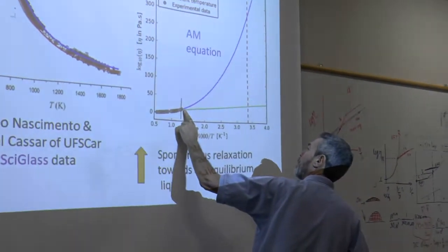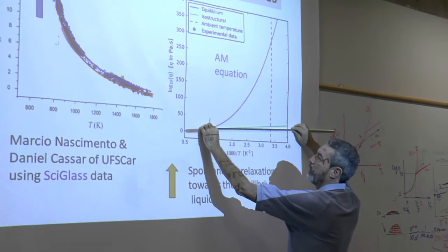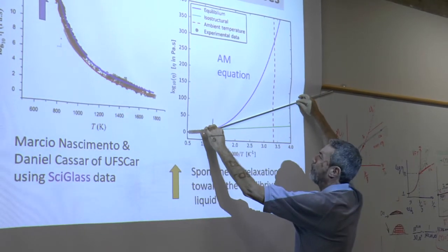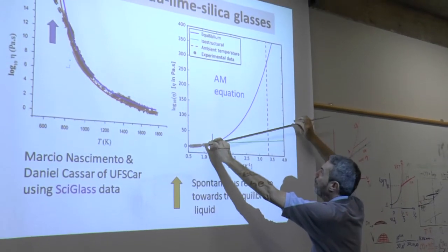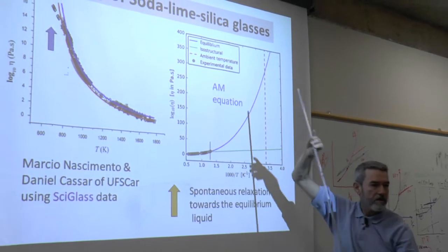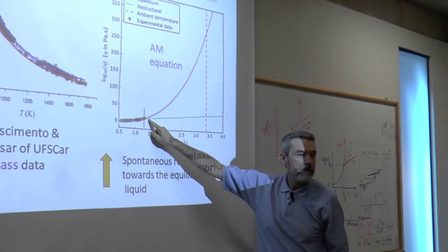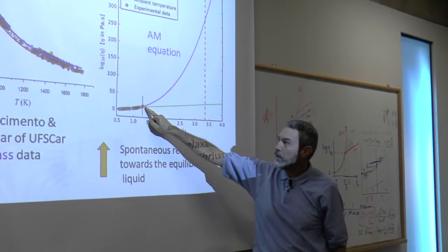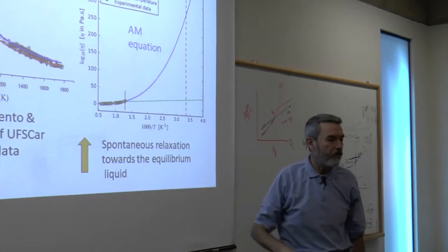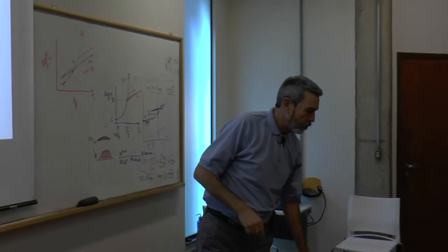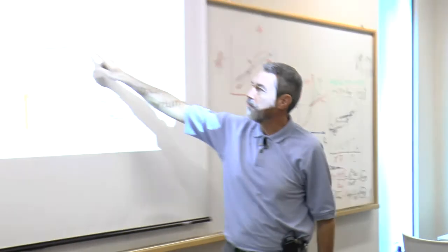Since the data points were here, any error in these data points means the extrapolation could be here or could be here. You know that extrapolations are very, very dangerous. They strongly depend on the quality of the data points here. And also, measuring isostructural viscosity is very tricky. Why? It's very complicated to measure isostructural viscosity.